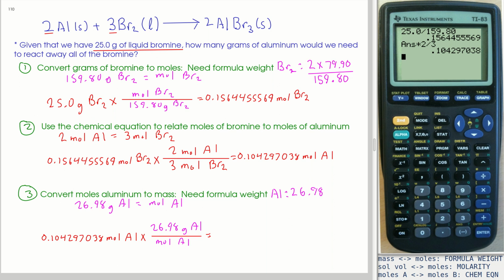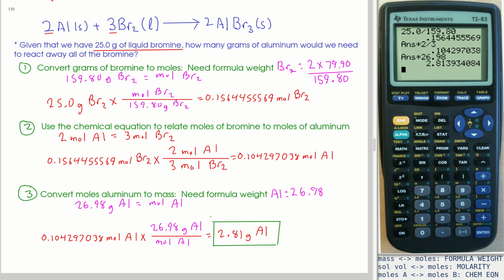So in this case we're multiplying by 26.98, and that will give us, and now I'll round the final answer because we're done. We need to weigh out 2.81 grams of aluminum. So in other words, if I have 25 grams of liquid bromine to react, I will need to mix 2.81 grams of aluminum with it to make sure that all the bromine is gone at the end of the reaction.